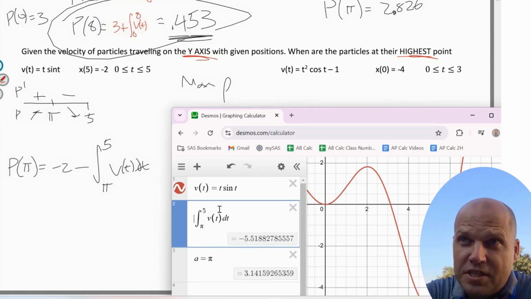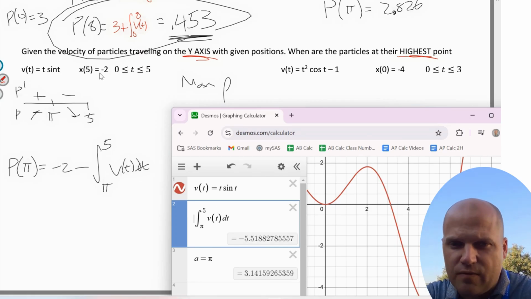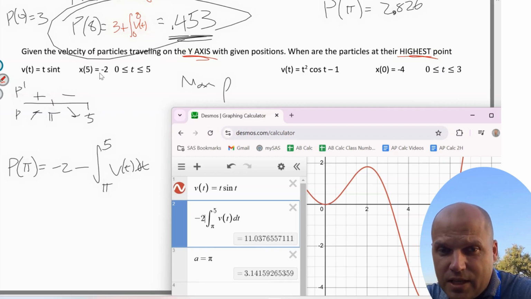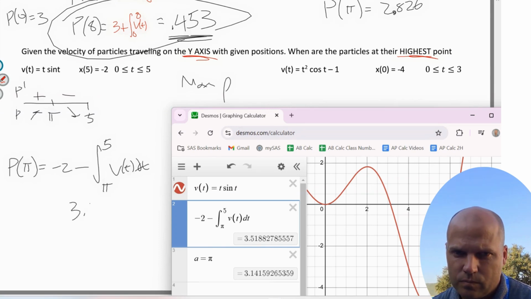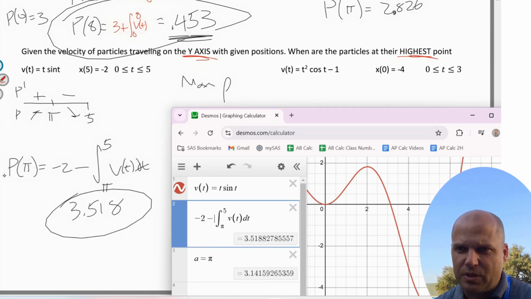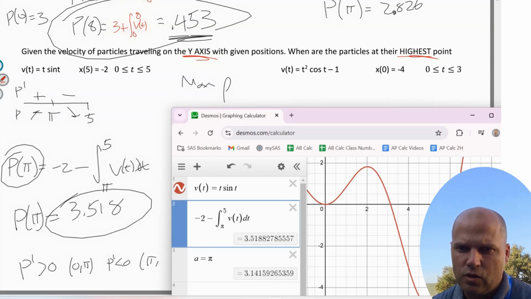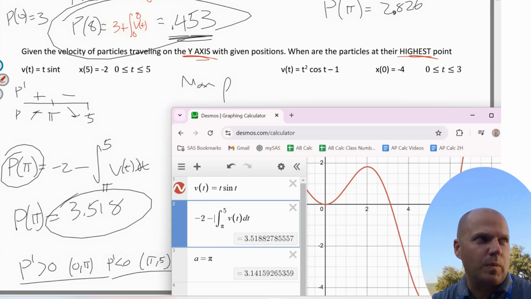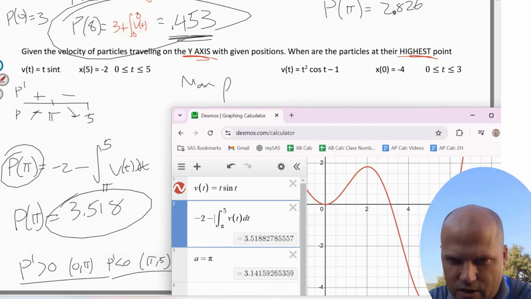I decrease 5.5 to get to the position of -2. Well, I must have come from 3.518. This is the max position at this time. Your justification would be that your derivative is positive from 0 to pi, and then your derivative is negative from pi to 5. That is just showing you that you understand that your derivative is positive, your position's increasing, your derivative is negative, your position decreases. You must have a max there. You don't have to say more than that.